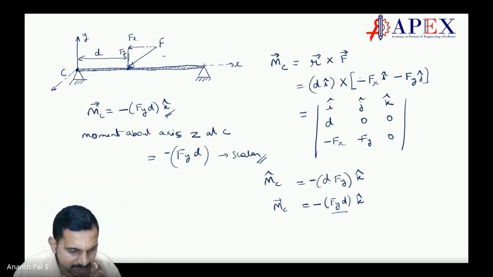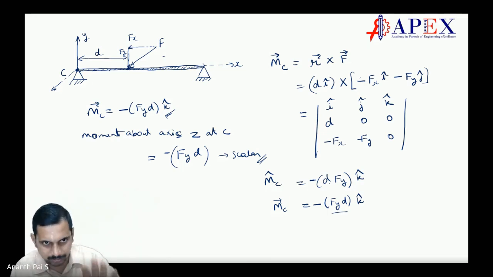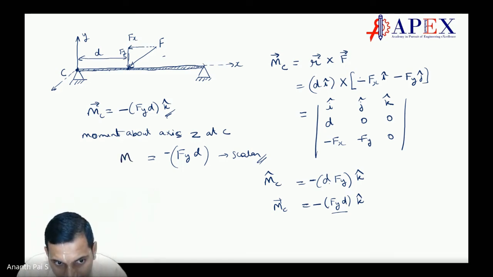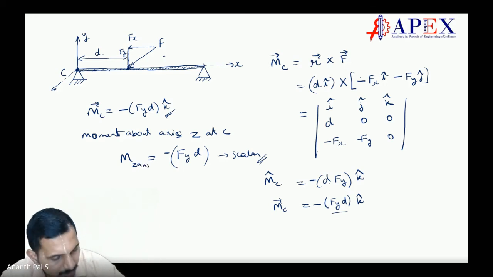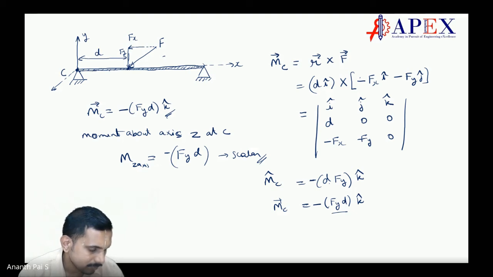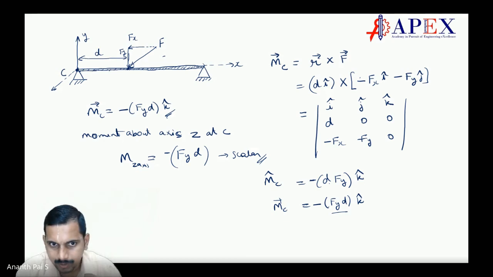Let us see further examples to see that. Not done, your doubts are not clear till now. So this is the moment along the Z axis. Write this down. Now with the next slide you will understand the moments properly.